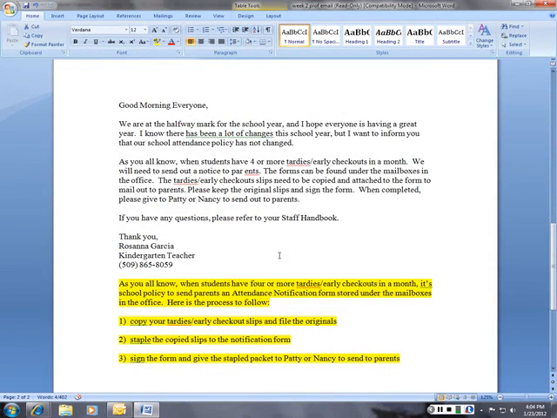The tardies, early checkouts, slips, need to be copied and attached to the form to mail out to parents. Please keep the original slips and sign the forms. When completed, please give to Patty or Nancy to send out to parents. If you have any questions, please refer to your staff handbook. Thank you." And then the name, title, and phone contact.